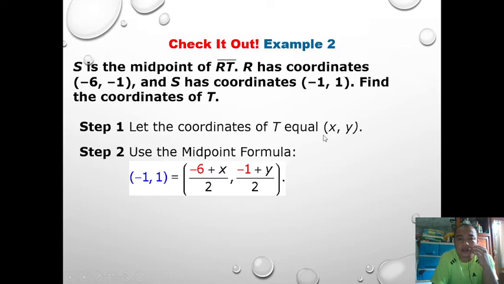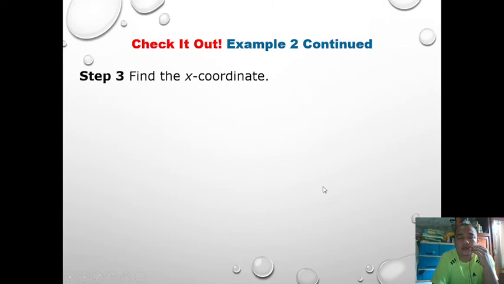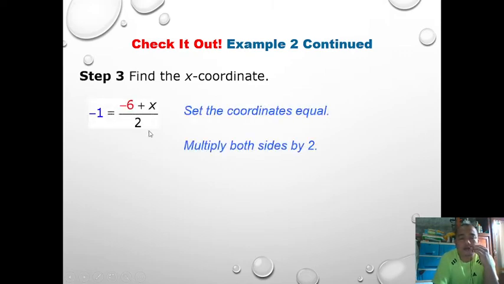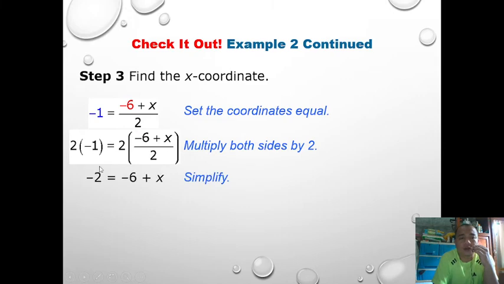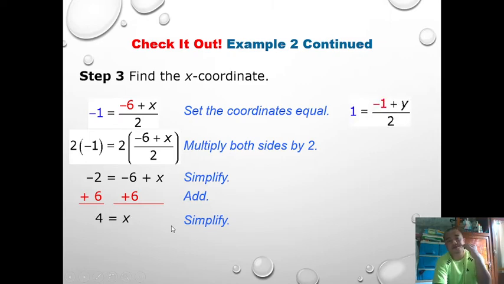Negative 6 plus x all over 2, 1 plus y all over 2 is equal to the coordinates of the midpoint. So negative 6 plus x all over 2 will be equal to negative 1, and 1 plus y all over 2 is equal to 1. Step 3, find the x coordinate. Multiply both sides by 2. Negative 2 is equal to negative 6 plus x. Add 6: negative 2 plus 6 is equal to 4. x is equal to 4.